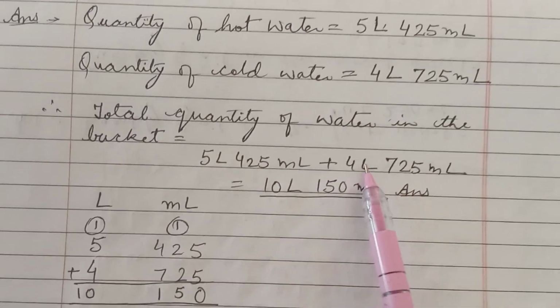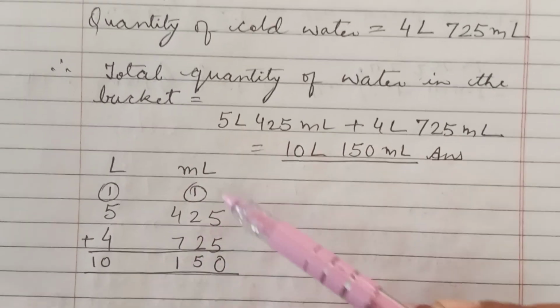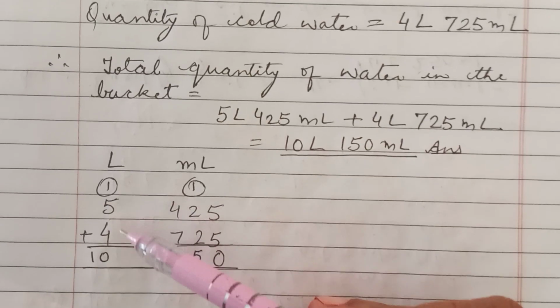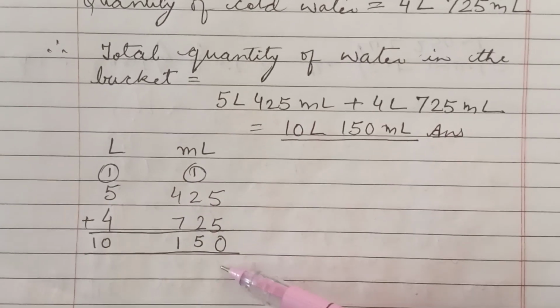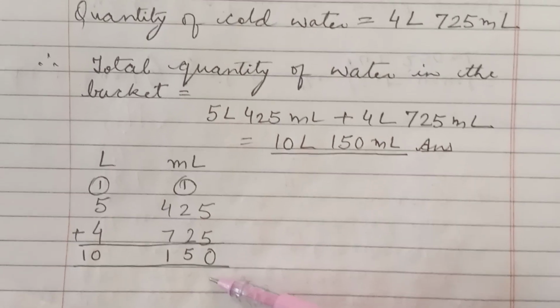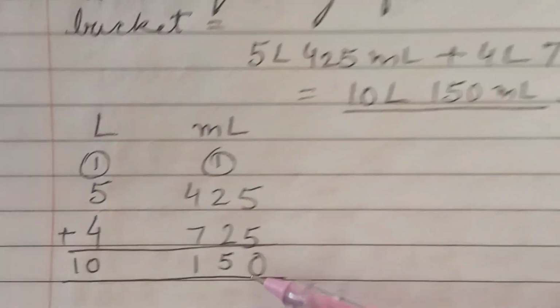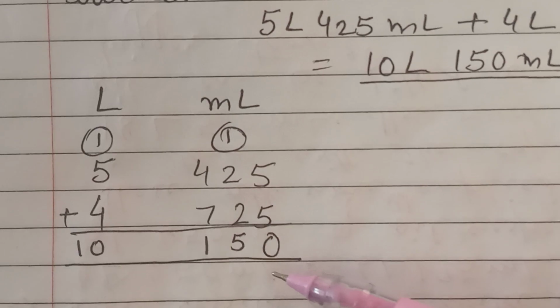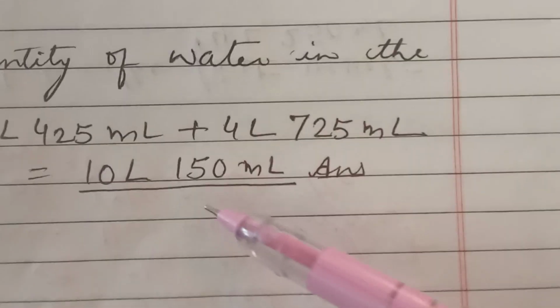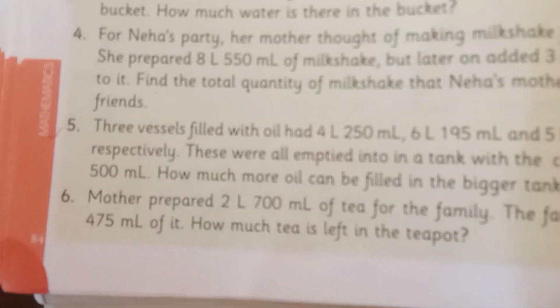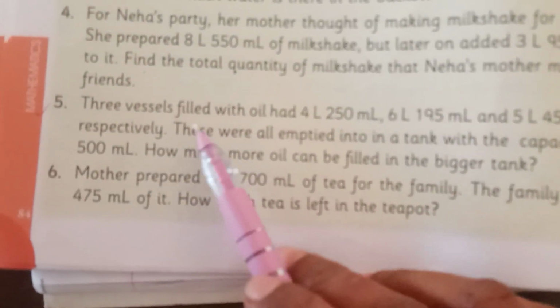So, children, you will make two columns, liter and milliliter. Under liter, you mention the numbers. Under milliliter, you write the numbers. And then you do addition. On addition we are getting 10 liter 150 ml. So, in the bucket, 10 liter 150 ml water is there. I hope it is clear. Now, let's move to the next question, children. Now, we are moving to question number 5.